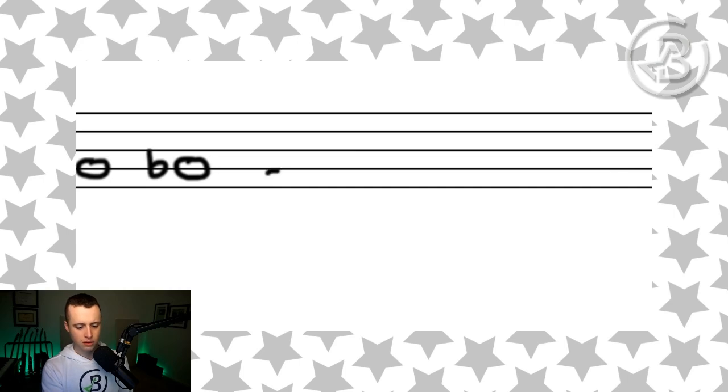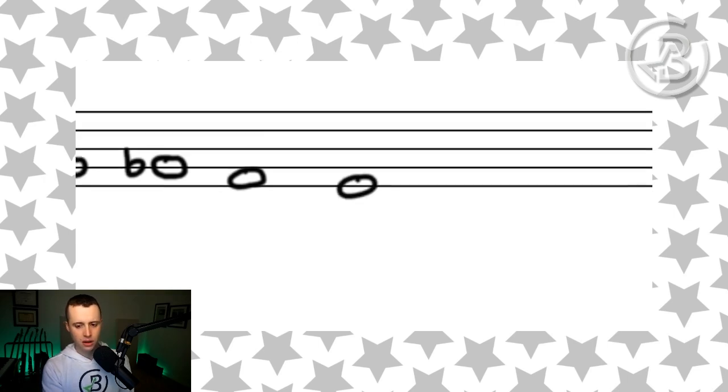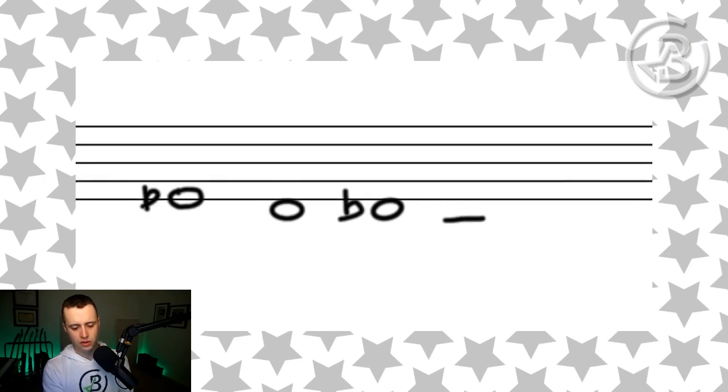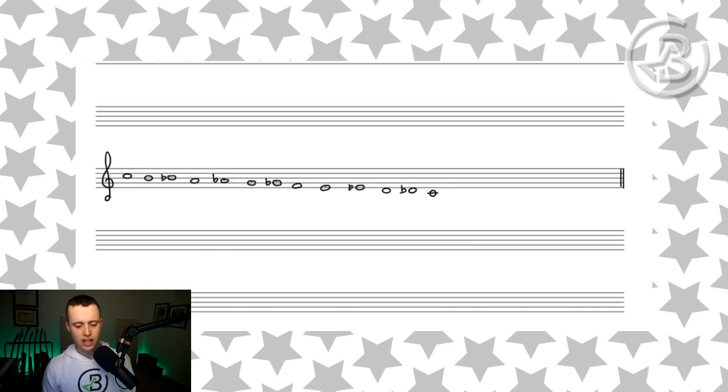Then we go to F, and remember from the full musical alphabet, there's no sharps or flats between F and E, so we go one half step down from F straight to E, and then we go to E flat, and then we go to D, then we go down a half step to D flat, and finally we end one ledger line below the staff with C. So that's a descending C chromatic scale from C to C.